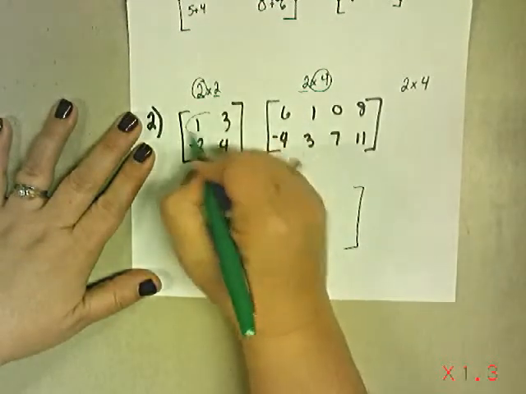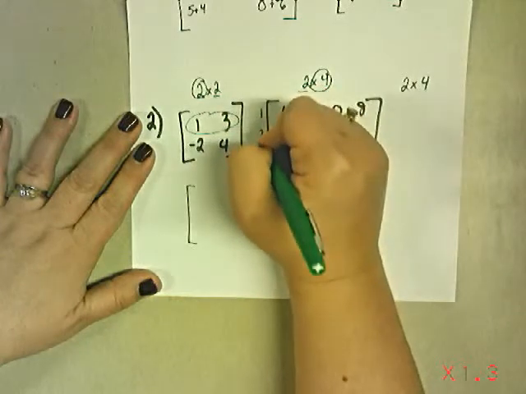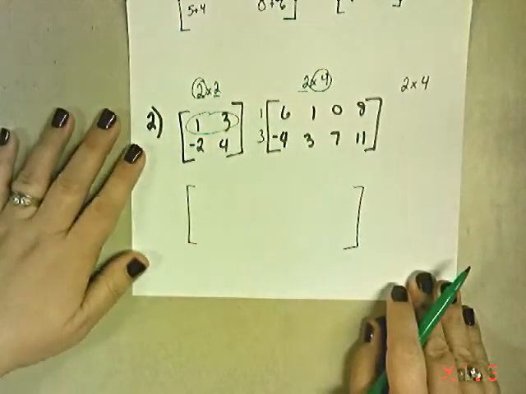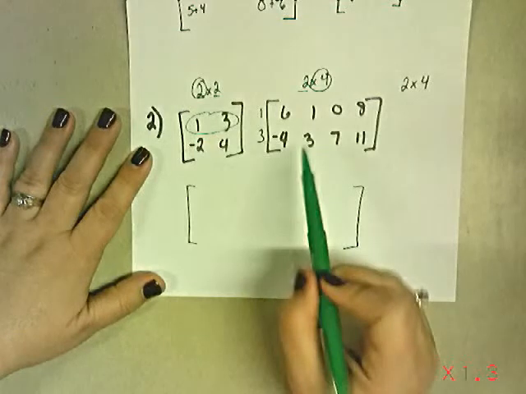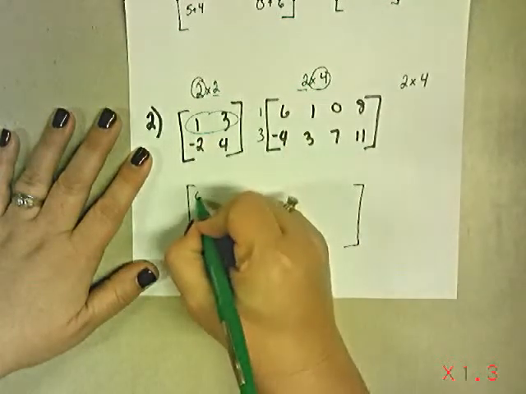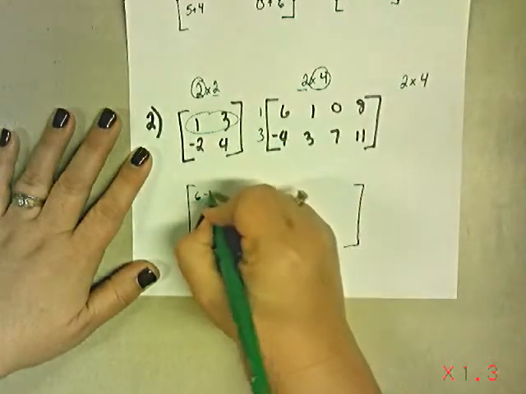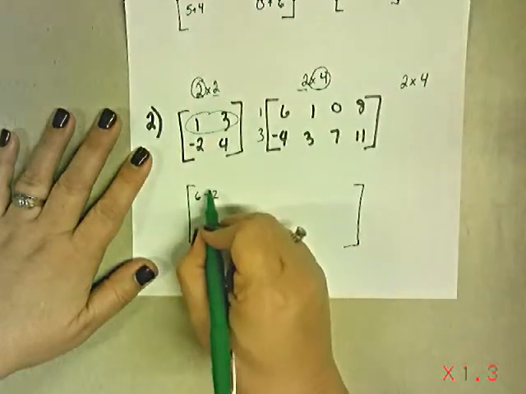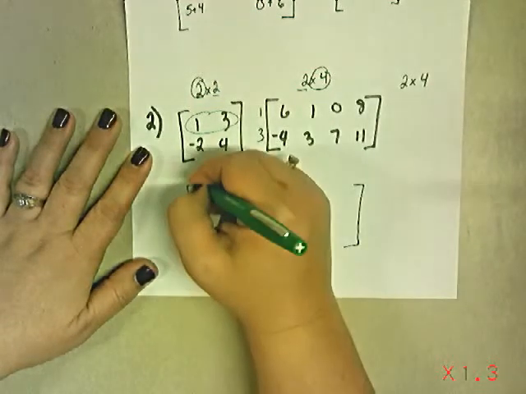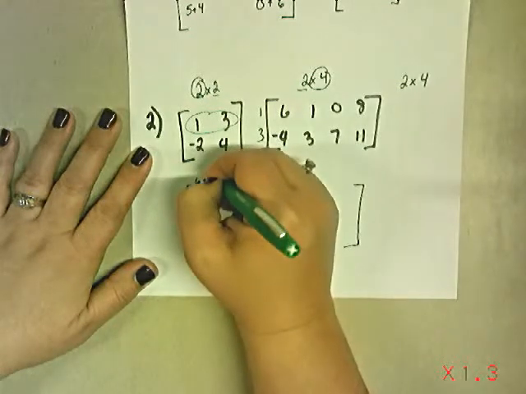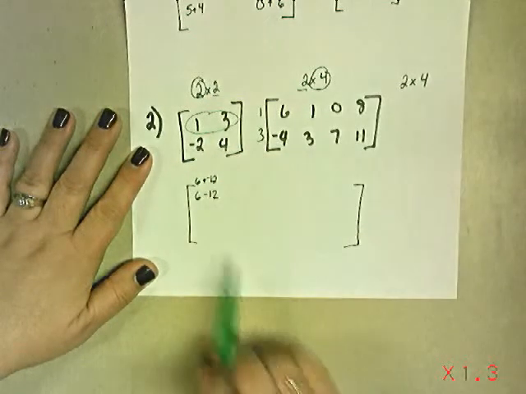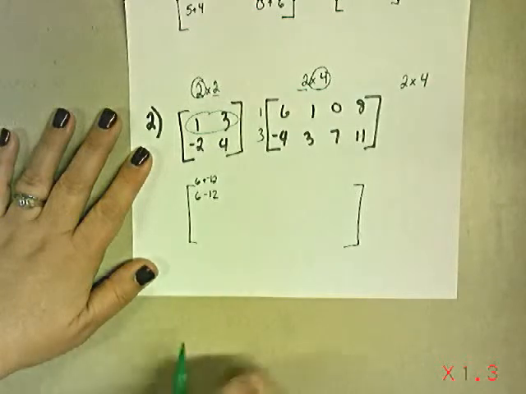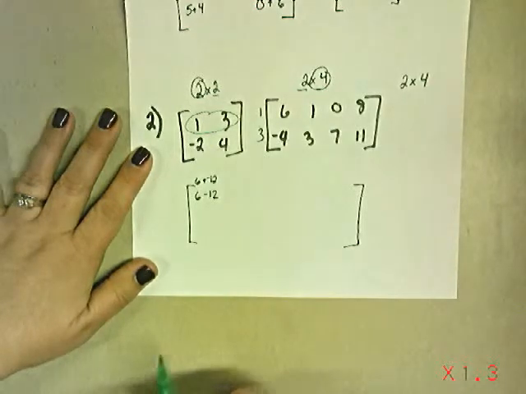So again, take your top row, turn it on its side, and let's start doing some math. So 1 times 6 is 6, 3 times negative 4, negative 12. And on the previous problem, I kept writing it as plus a negative. You should know, hopefully, that these two are the same. So whichever way is more comfortable for you, either way is fine to write it.